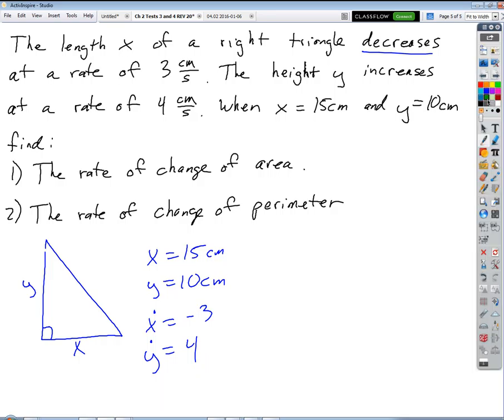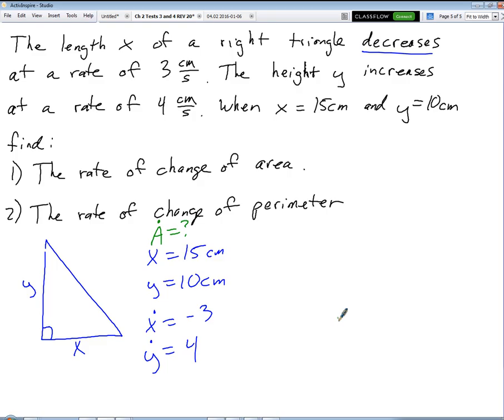So there's all the given stuff, right? Now, what is it that we're trying to find? The rate of change of the area. So what would that be? Something with a dot. Like A dot. Right? Okay, so there it is.